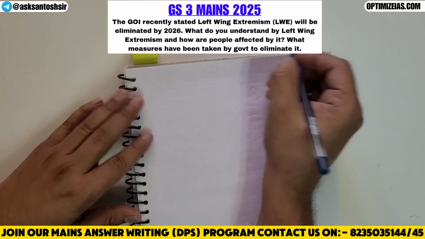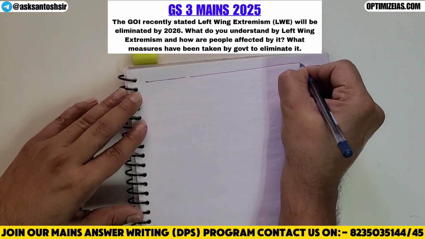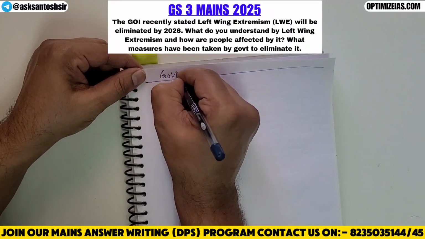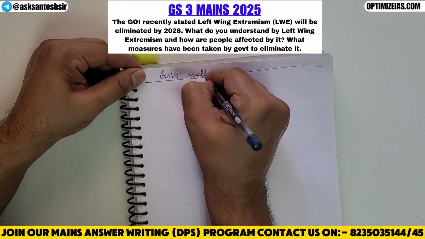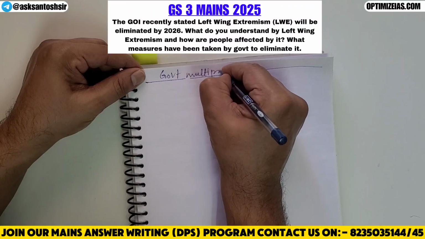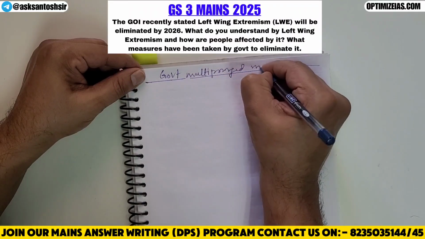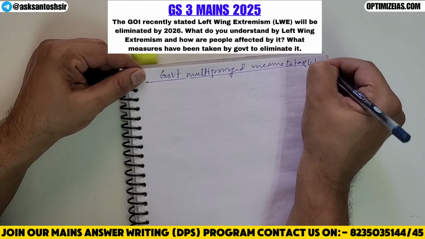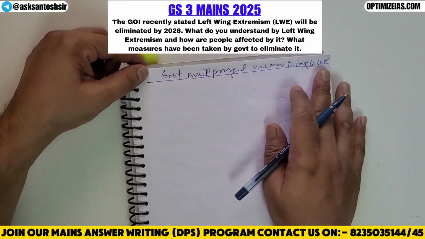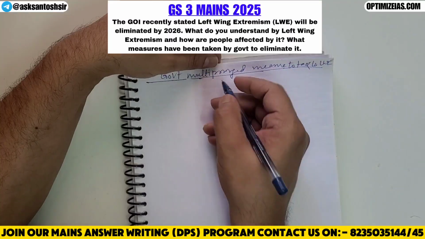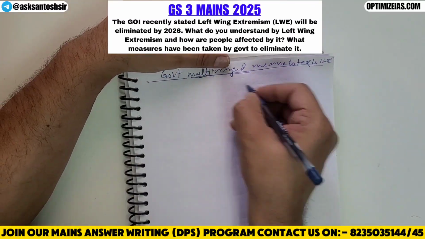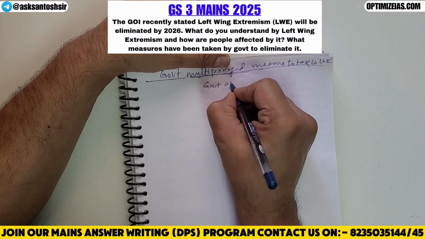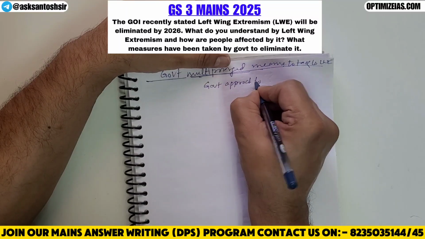Then the question is saying second part is government approach. So you can write down government multi-pronged measure to tackle left wing extremism. So guys, always use this word multi-pronged. Okay, multi-pronged approach you can see. So I can draw a diagram, guys. Government approach to LWE.